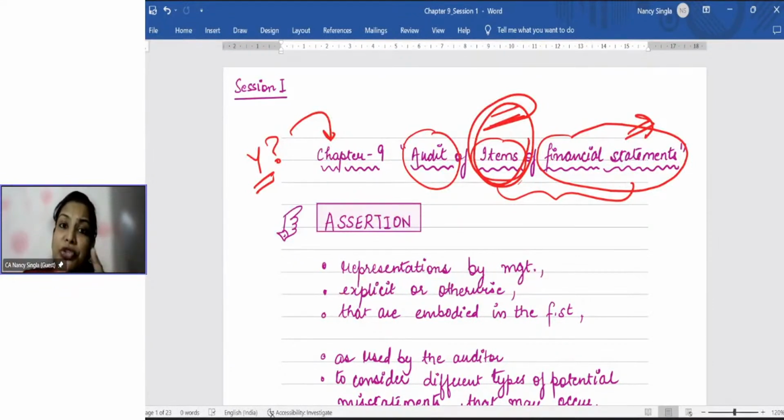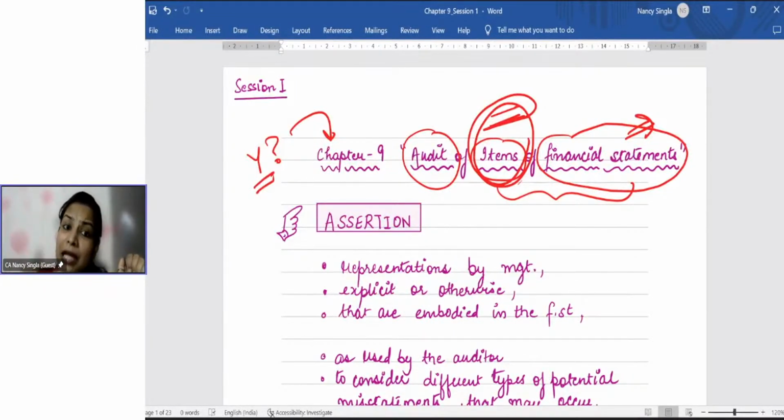You have studied audit procedures in detail in chapter number 3. Now you will see how, with respect to a particular assertion, a particular item appearing in the financial statement, a particular audit procedure will be applied. So practically, how the audit is conducted, that you are going to study in this chapter. Theoretically this chapter is very, very important. If you look at the last year trend, the marks range from 10 to 20 marks.